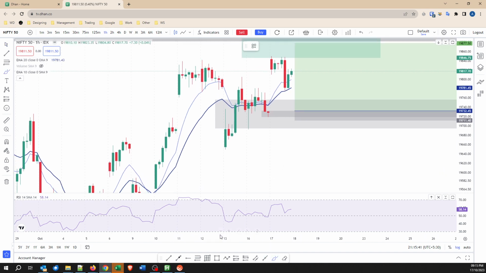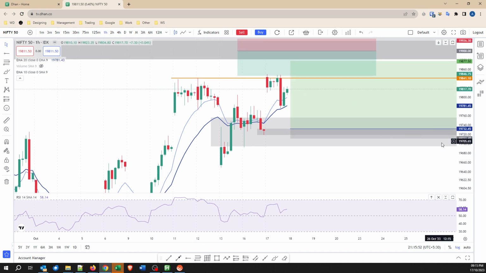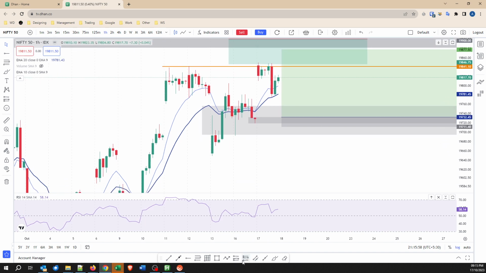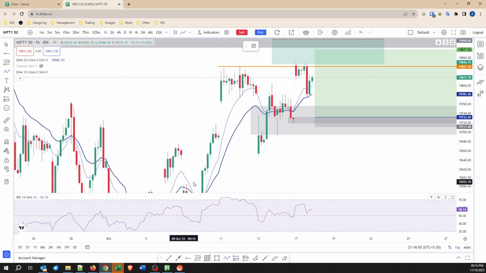If you see, let me just mark a horizontal line here. All right, this was the previous high. Now, if you see, the previous high was taken out and this was the low that caused the breakout structure. So if I can mark this, this was the high, low, and breakout structure.